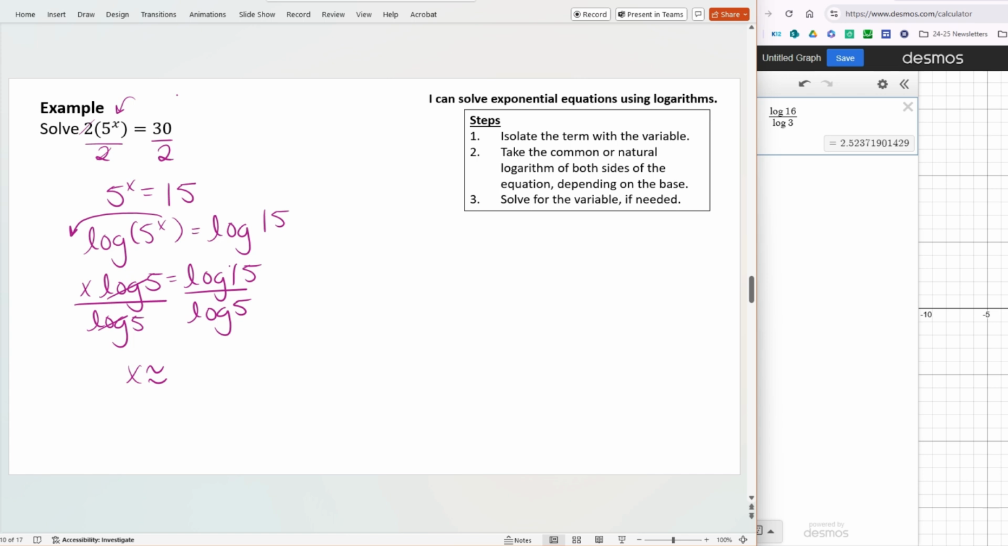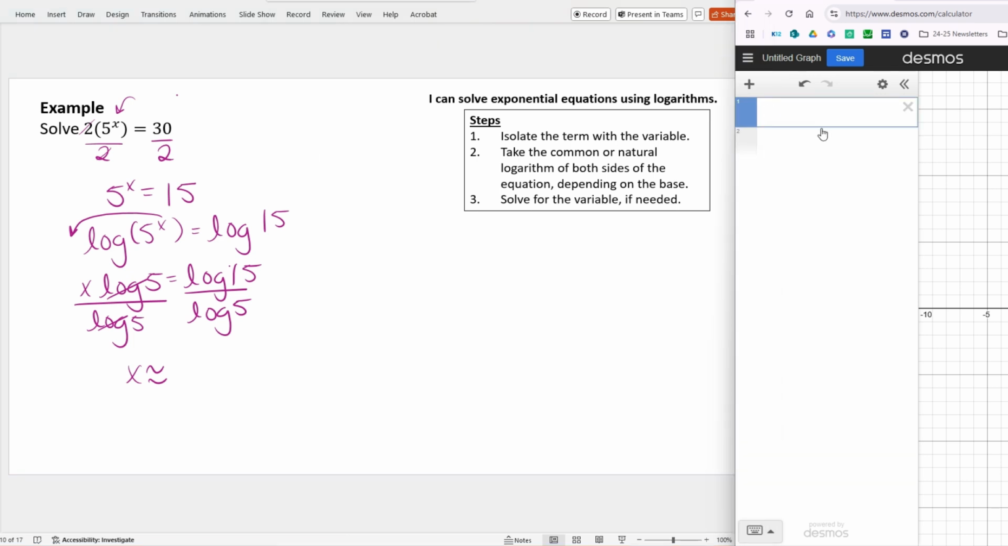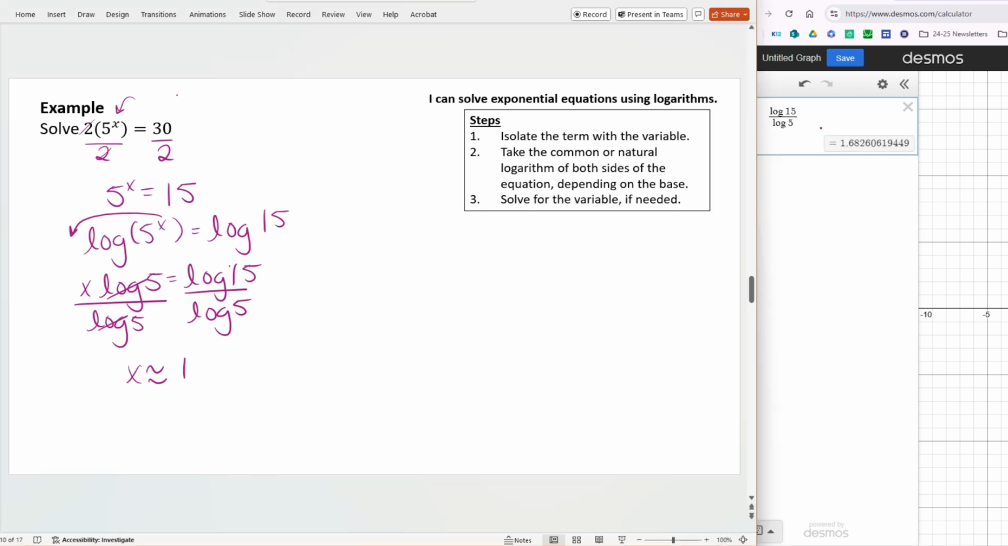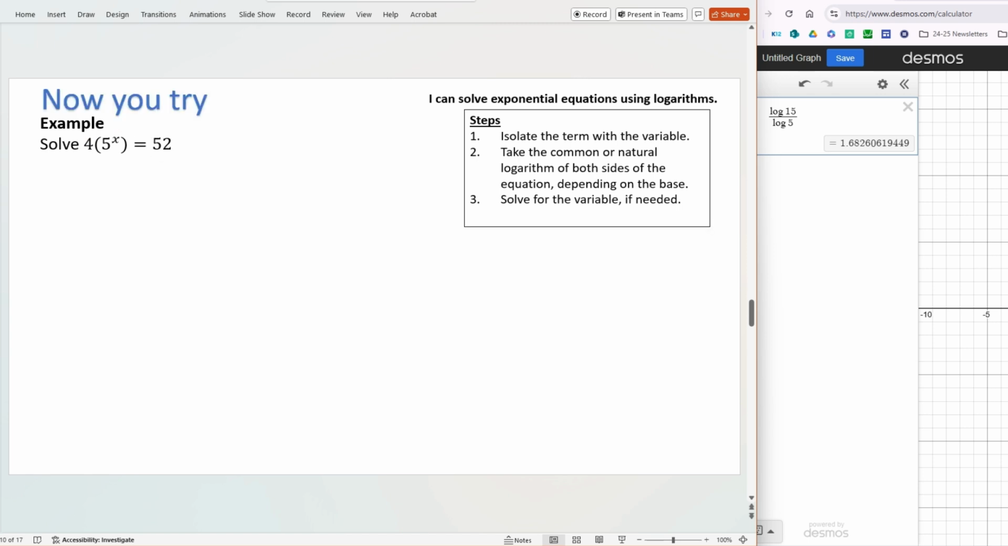And I can now approximate this with my calculator, right? I just go over here and I'm going to do log of 15 divided by log 5. And that gives me my value that I can approximate to 4 decimal places, right? So I have 1.6826, and that is approximately the value of x. So now you can go ahead and pause the video and try doing this similar example on your own.